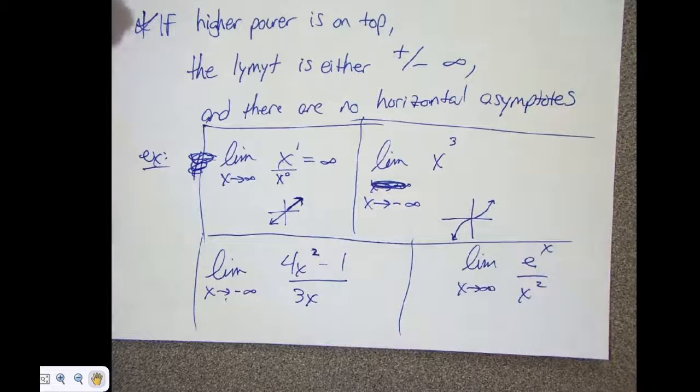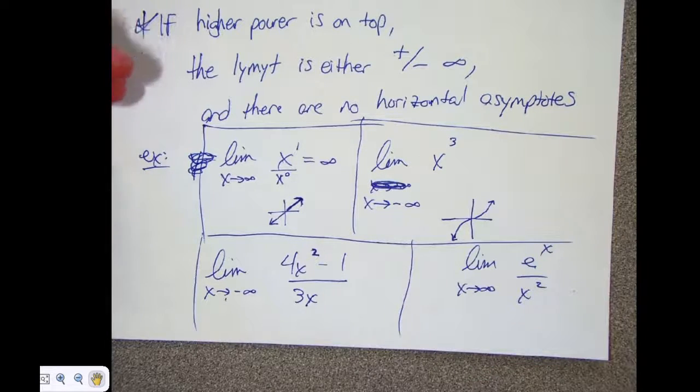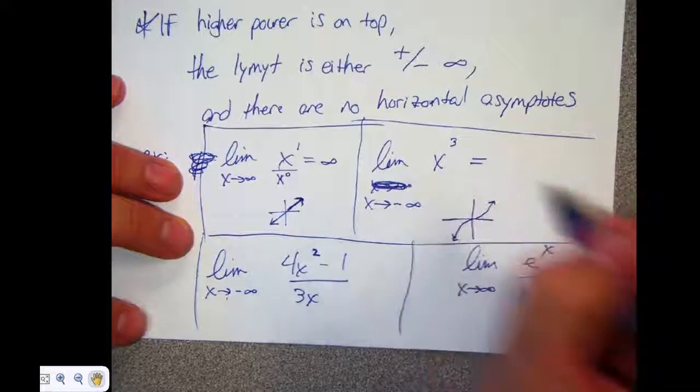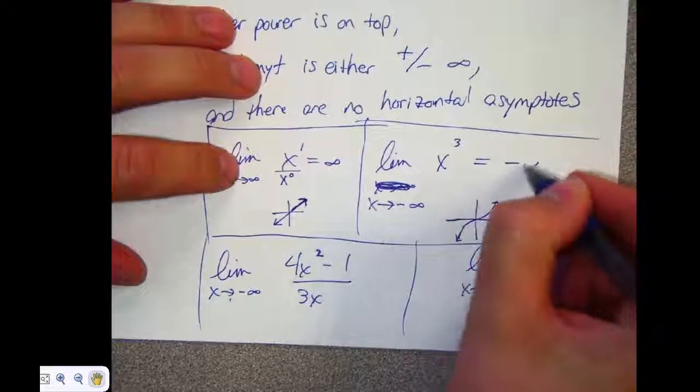So I know my answer is going to be positive or negative infinity because the higher power is on top, because there isn't even a bottom there. And then my job is just to figure out if it's positive or negative. So if you plug a negative infinity in and you cube it, what do you end up with? Do you end up with a positive or a negative number? Negative. So it's negative infinity.